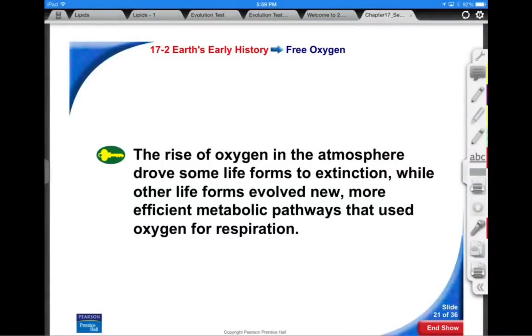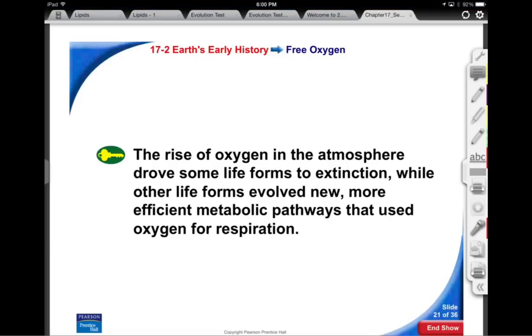Getting to this slide, we look at the history of the Earth in terms of the rise of oxygen in the atmosphere. When the Earth first formed, what you have to realize is there wasn't anything that was producing oxygen. There weren't any bacteria that were producing it. There were no plants that were producing it. So really, how did it get here?